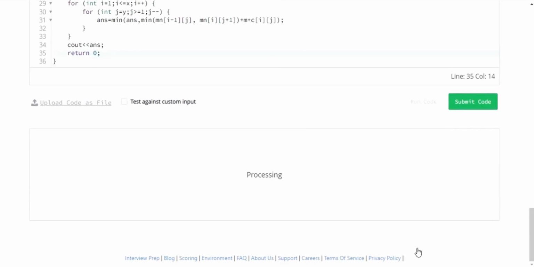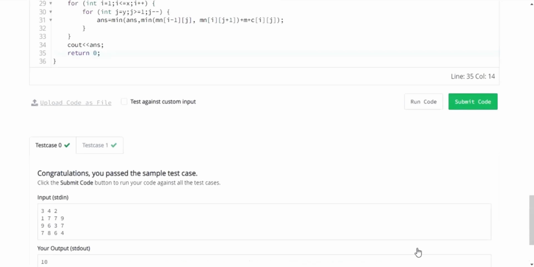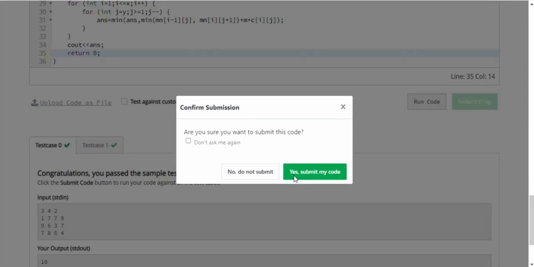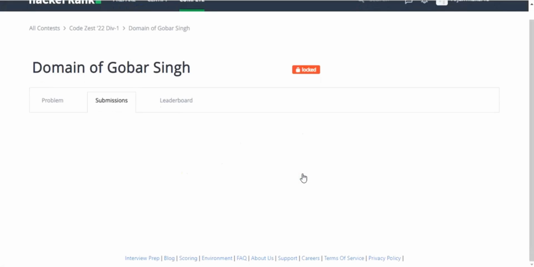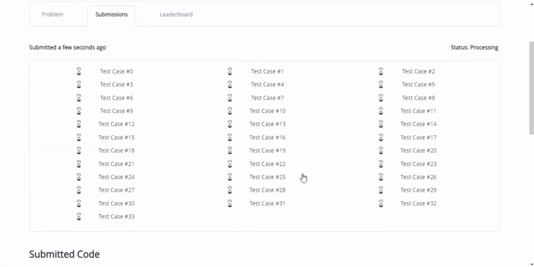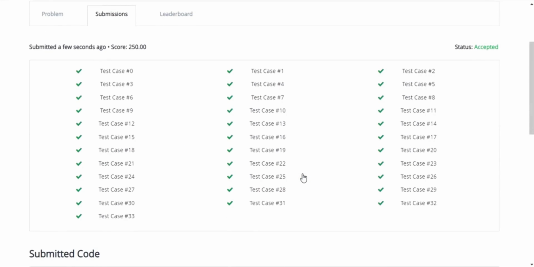So after running it, you can see that the sample test cases are satisfied. Let's try to submit the code. So it's accepted over all the test cases.